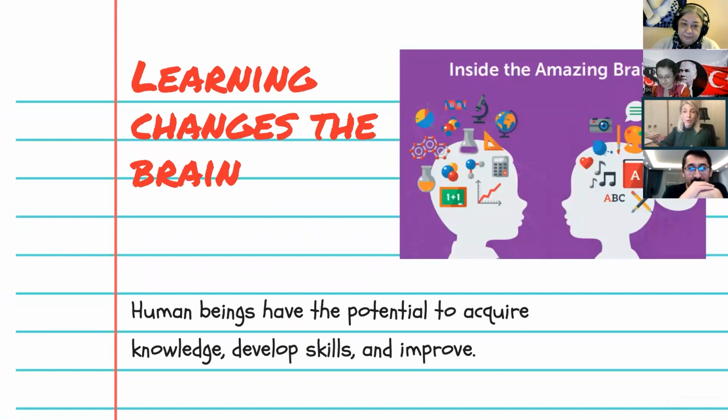Well, what we need to know about growth is that learning changes the brain. So inside the amazing brain, a number of processes take place. And what we know about growth is that when we apply effective learning strategies, that will enhance this process. So effective teaching strategies would definitely impact the learning process. The discoveries from mind, brain, and educational research may not be introduced directly to the students, so they may not be aware of this learning process. But when they are aware of this process, they will take care of their learning processes. Human beings actually have the potential to acquire knowledge, develop skills, and improve. And this applies to all human beings.